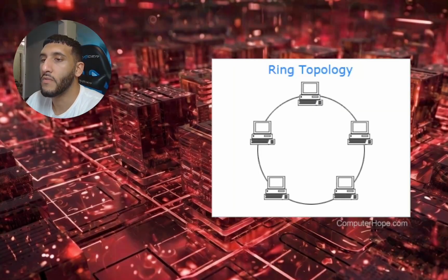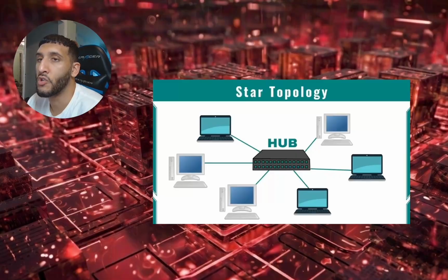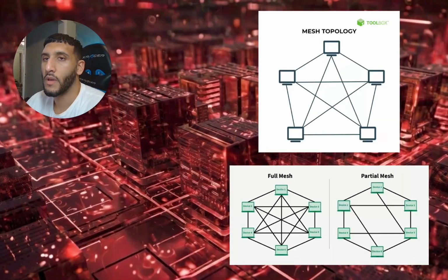Here we have a ring. This is where each device is connected to two others. Data flows in one direction, so there's less data collision, but when you add or remove devices, it can mess up some of the devices' networks. We have a star network where all the devices connect to a central hub. It's good because if devices fail, it doesn't affect the overall network, but if the central hub fails, the entire network is gone.